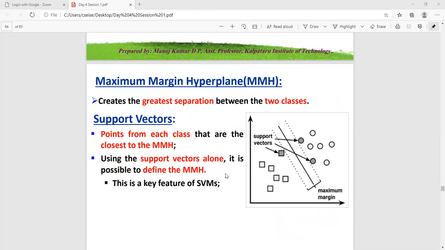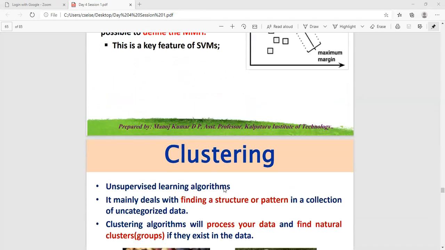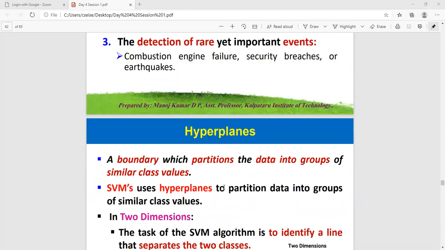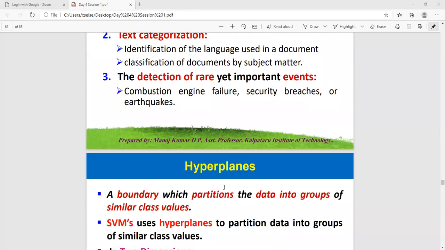Okay. So now you see here, which is the nearest support vector? This one is very near to MMH, this one is the support vector which is nearest to MMH. So these are the support vectors which are nearest to MMH. Okay, so it is possible to define the MMH here. So that is the concept of support vector machine.